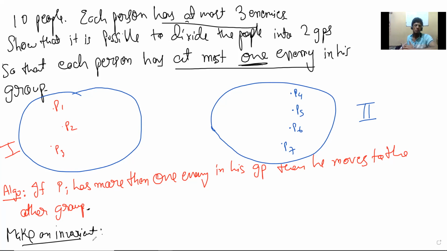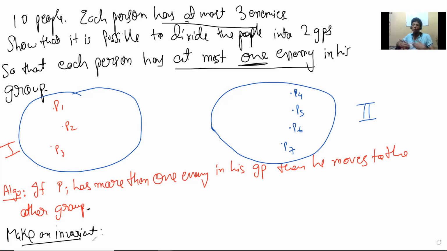Some global thing which will be fixed or which will change in a certain controlled way. What is a natural thing to think about? We want to bring down the number of enemies someone has in their own group, not the total number of enemies. The total number of enemies doesn't change. So what should the quantity be?